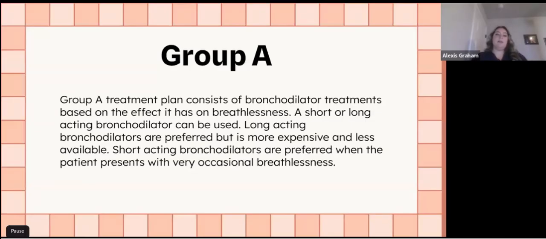So Group A, the treatment plan consists of bronchodilator treatments based on the effect it has on breathlessness. A short and long-acting bronchodilator can be used. Long-acting bronchodilators are preferred, but are more expensive and less available. Short-acting bronchodilators are preferred when the patient presents with very occasional breathlessness. So if you have occasional breathlessness, you're going to be using a short-acting bronchodilator.